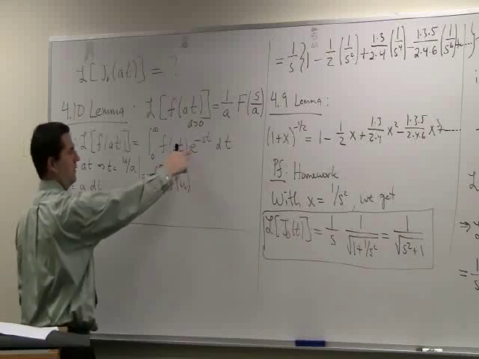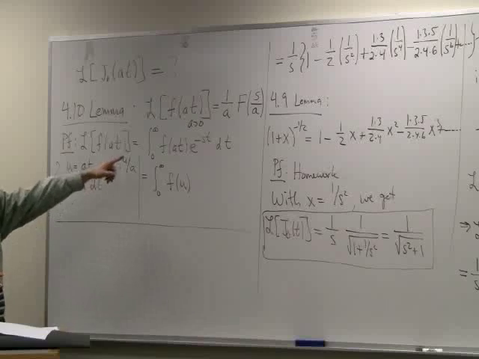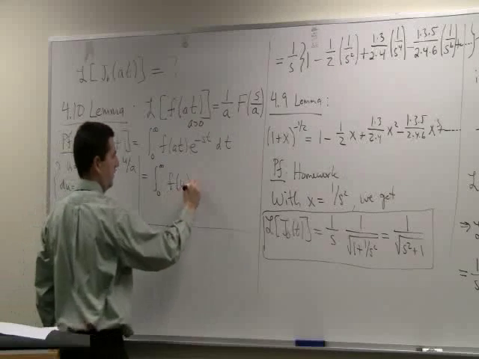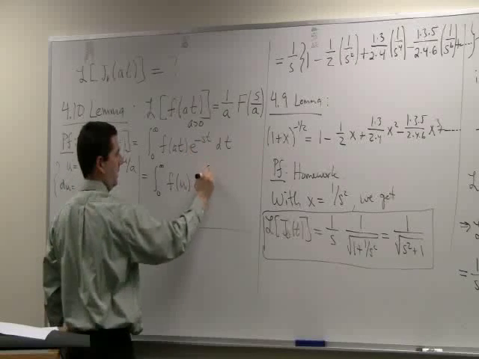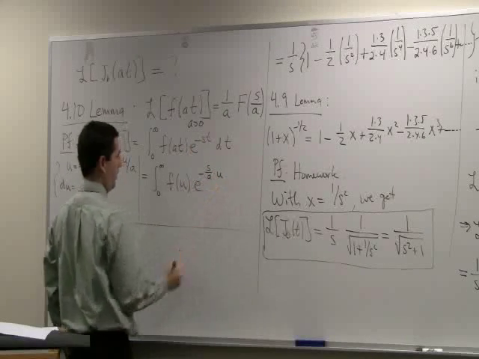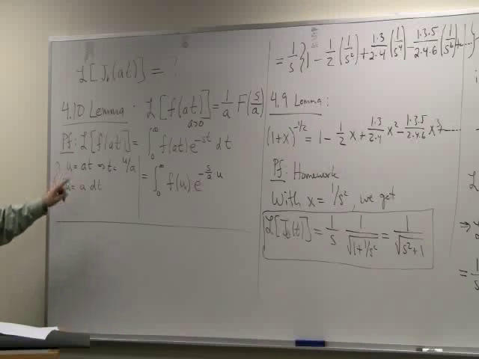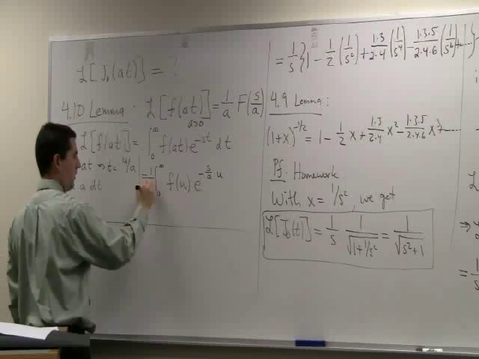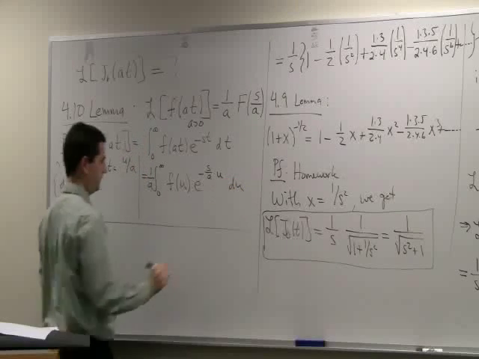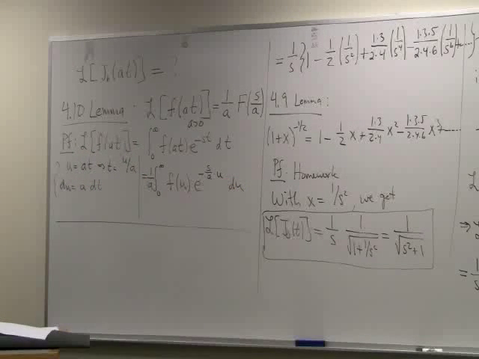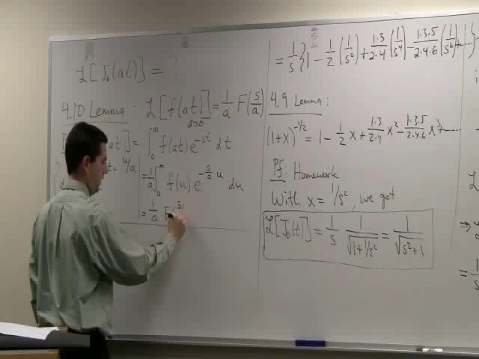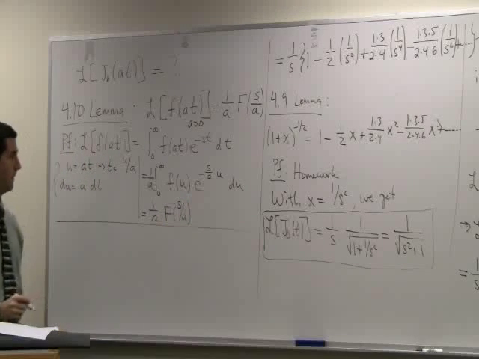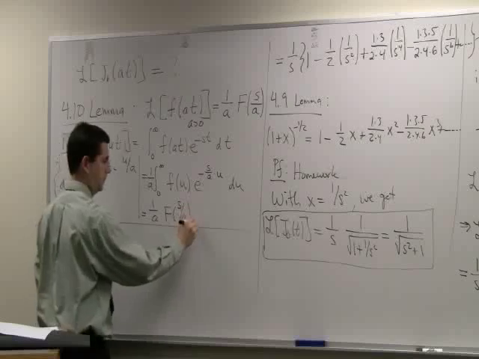Okay. Now what happens to e to the minus st? Well, the t becomes a u over a. So I can write this as e to the minus s times u over a, or if you like, s over a times u. And then dt becomes du over a, so I need to pull a 1 over a out to get my du. And I claim this right here is exactly what we're looking for. This is 1 over a f of s over a. End of proof.